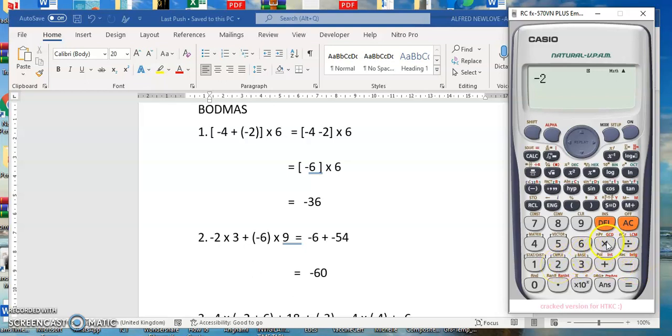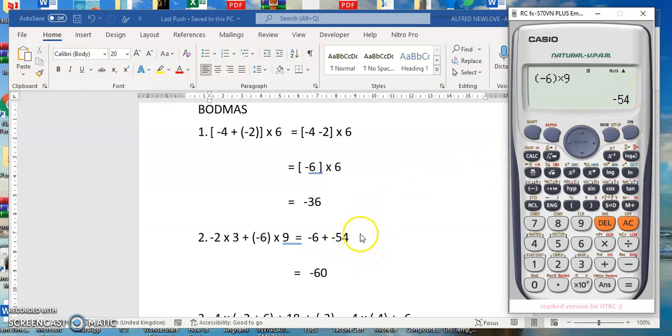-2 times 3. We have our 6 there. So you write your 6 nicely. Then you write this plus, né? Then -6 times 9 is going to give us -54. Let's check. Bracket -6, close the bracket, times 9. It gives us what? -54.